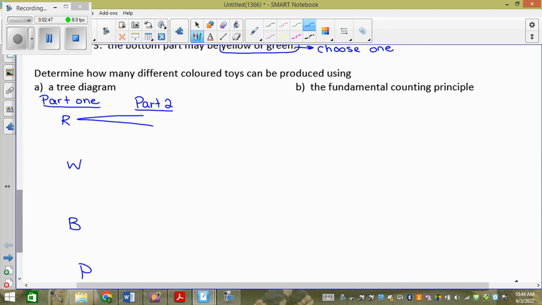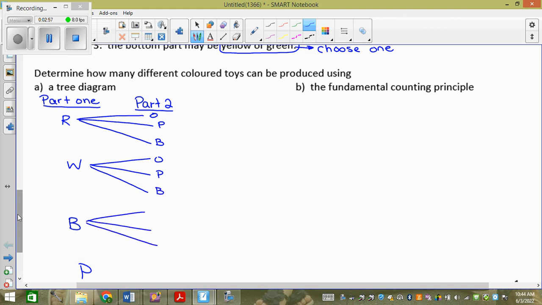So part 2, if part 1 was red, then this could be orange, purple, or black. If this was white, then this could be orange, purple, or black. This could be orange, purple, or black. And then this could be orange, purple, or black. So if this toy only had 2 parts, I could make 1, 2, 3, 4, 5, 6, 7, 8, 9, 10, 11, 12 distinctly different toys, right? 12 toys that looked completely different. Do you see what I did there? I could have 12 if it was only 2 parts.